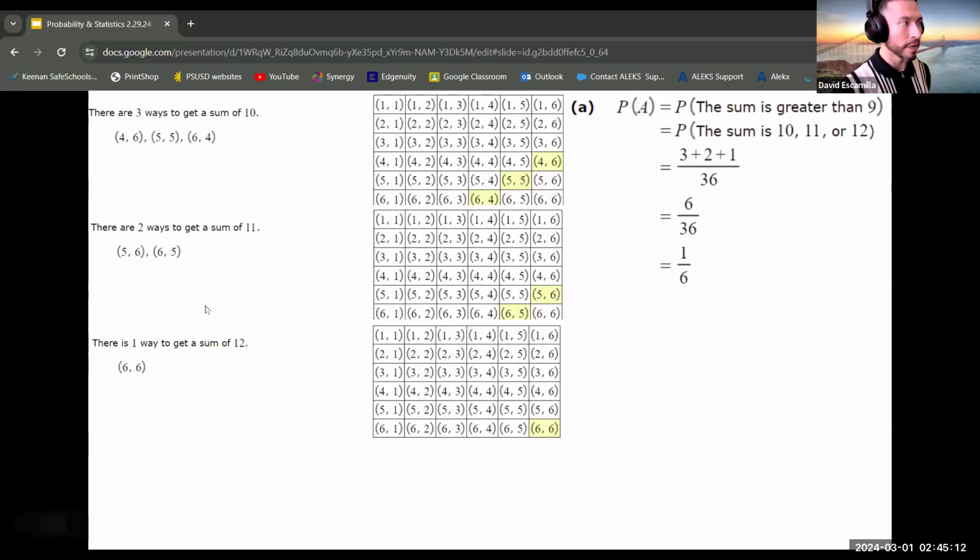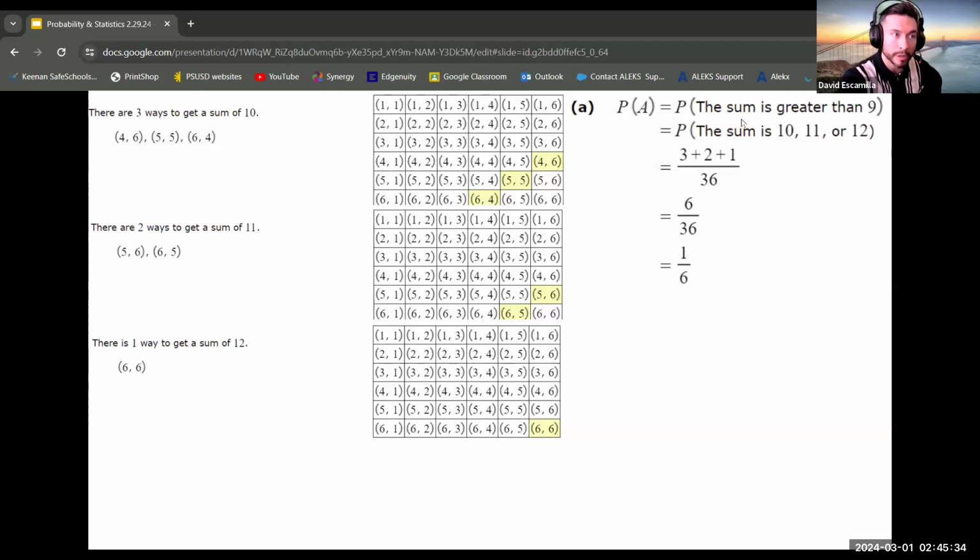Here on the left, you see where these numbers came from. The probability of the sum being 10 is 3. The probability of the sum being 11 is 2. The probability of the sum being 12 is 1. 3 plus 2 plus 1 equals 6. Notice that we are putting that plus sign in between those.